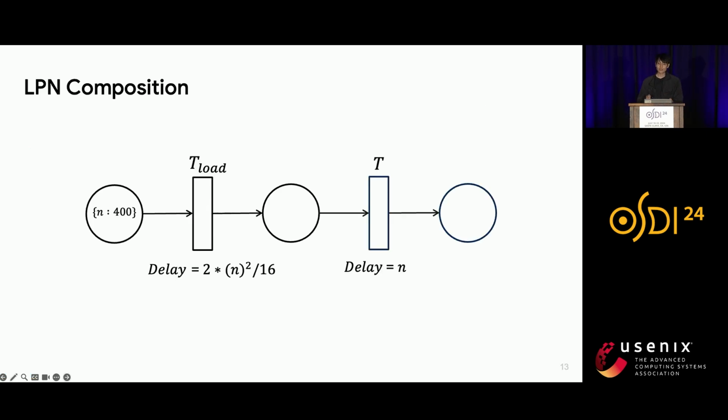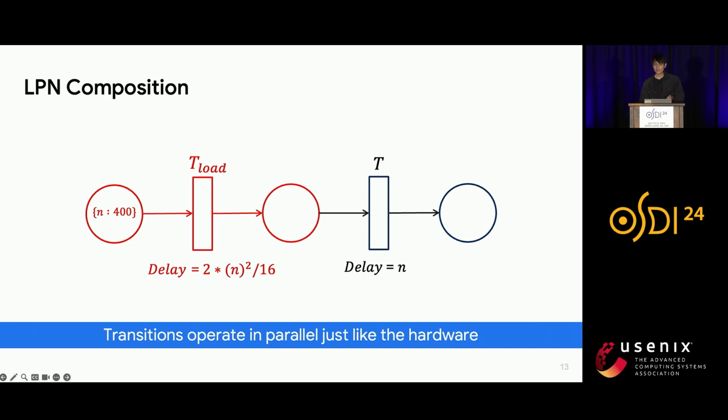We can make this LPN more complicated by adding LPN modules for another hardware accelerator that loads the input matrices to a buffer, which then get consumed by the compute unit. This new LPN works the same way as before, but right now, the two transitions operate in parallel unless there are data dependencies, just like the hardware. Now, this gives you a feel of how an LPN works. The LPN abstraction we described in the paper is much more powerful than what we described here. So please take a look at the paper for more details if you're interested.